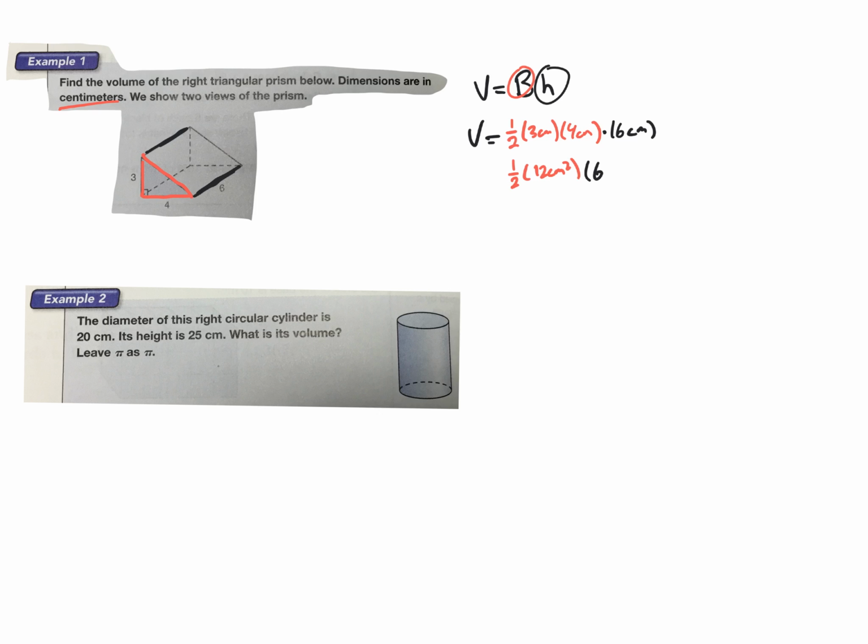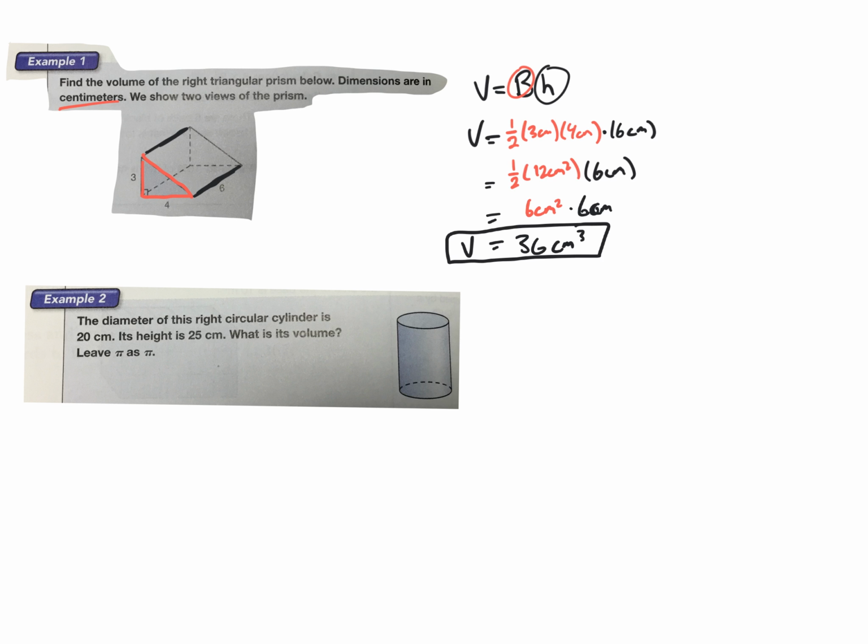Then I'm going to multiply that by the 6 centimeters. Remember, because centimeters times centimeters gives me centimeters squared. I want half of the 12, so that's going to give me 6 centimeters squared. And I'm going to multiply that by the 6 centimeters. My final answer is going to be 6 times 6, which is 36. Centimeters squared times centimeters is going to be centimeters cubed. So the volume is 36 centimeters cubed.